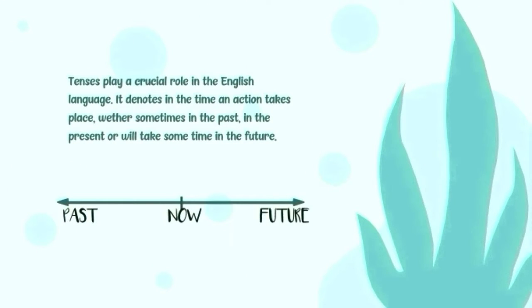Tenses play a crucial role in the English language. It denotes the time an action takes place, whether sometimes in the past, in the present, or will take place sometimes in the future. After knowing about the definition of tenses, let's continue discussing part B, which is about the present tense. There are 4 forms of the present tense. That is simple present tense, present continuous tense, present perfect tense, and present perfect continuous tense.